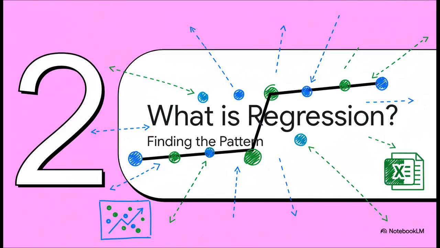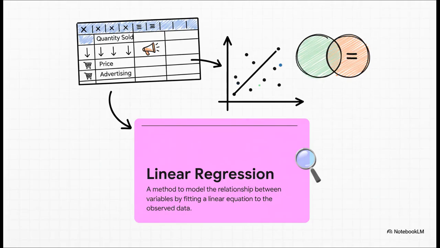Okay, so we've got our question. How do we actually find that connection between sales, price, and ads in our data? Well, this is where regression analysis comes in to save the day. You can pretty much think of it as a statistical detective that's designed to sniff out the hidden patterns for us. The specific tool we're going to use is called linear regression.